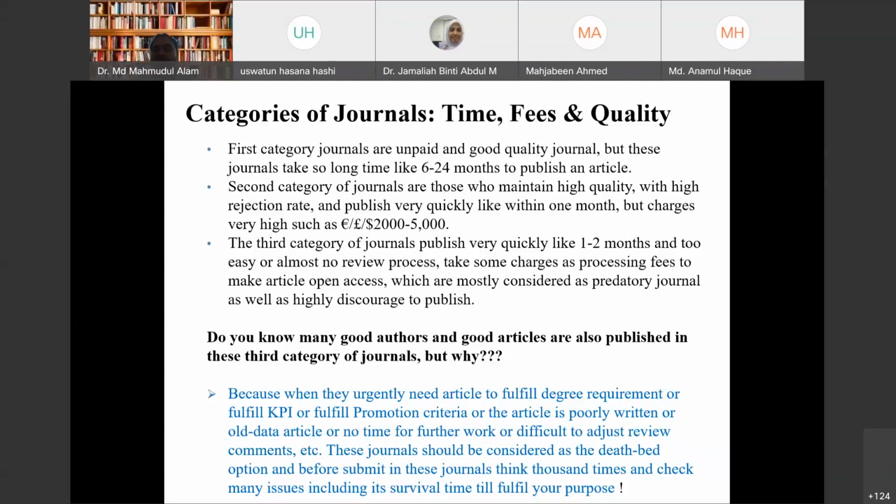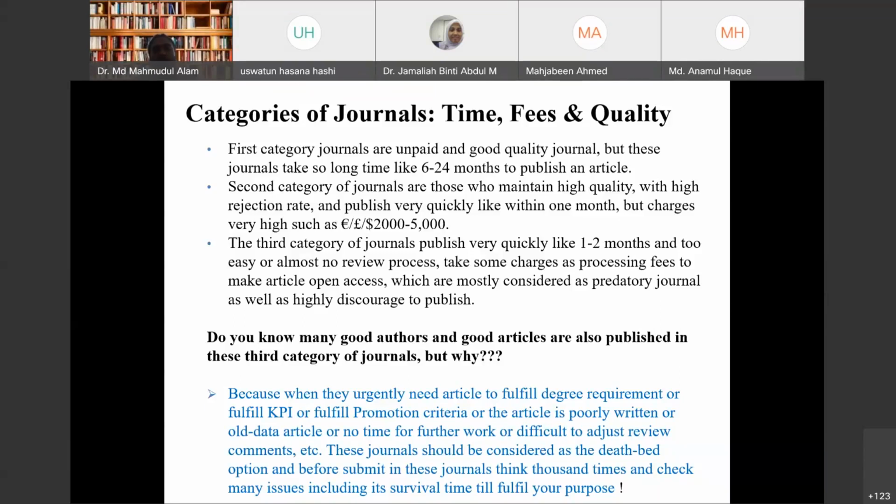So the doctor gives one medicine to try to keep you alive another 1 minute, but it doesn't matter in the future. So this is like a deathbed medicine. Don't take it regularly. It's a dangerous chemical. So before submitting to the journal, think thousands of times.